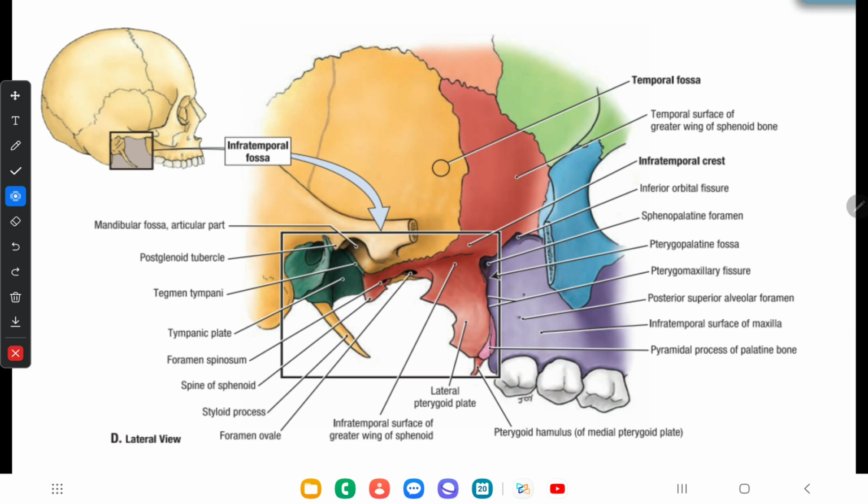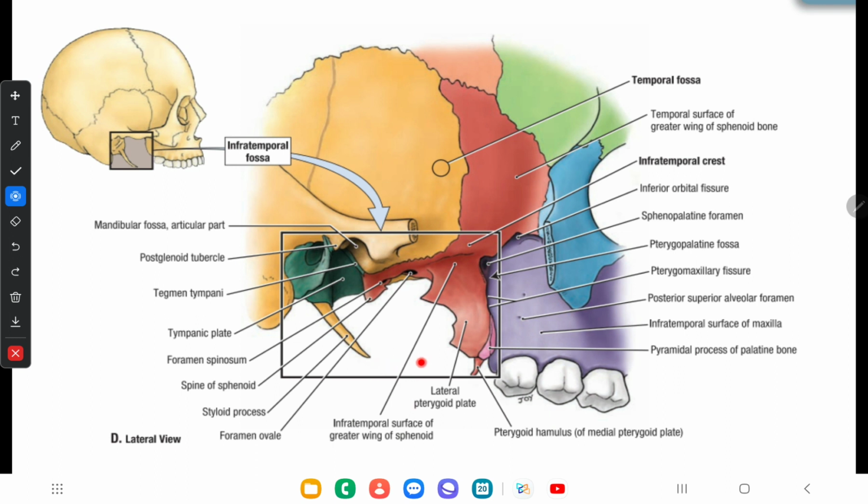Infratemporal fossa is an irregular space below the temporal fossa. This region is the temporal fossa and this region is the infratemporal fossa. When we talk about the bony boundaries, the infratemporal fossa has a roof, a medial wall and an anterior wall. It is open inferiorly, as you can see here.